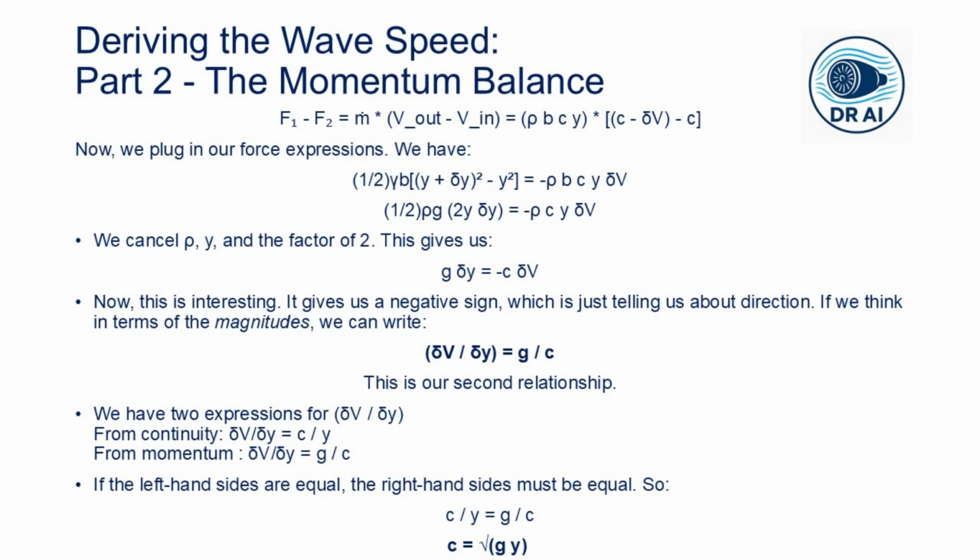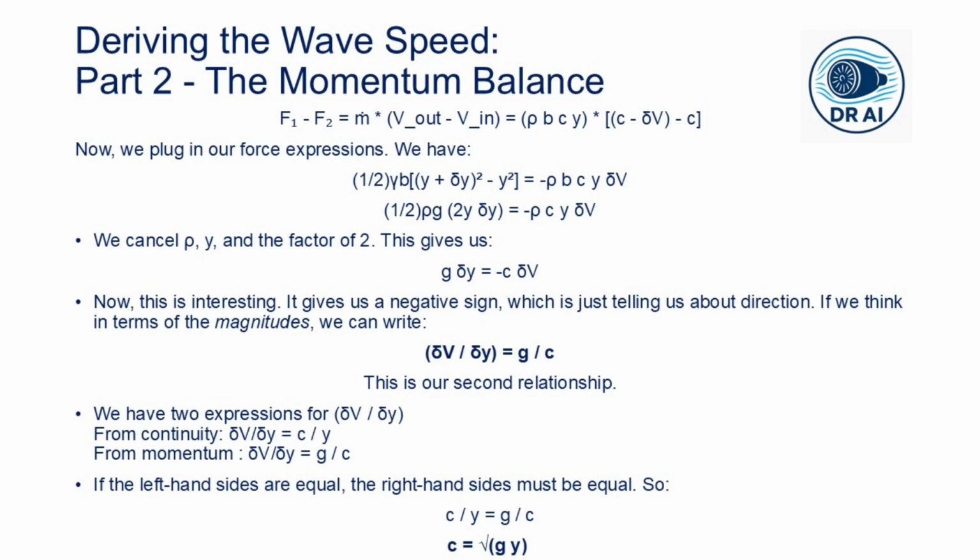On the left hand side, the depth is just y, so the force F2 pushing to the right is half multiplied by gamma multiplied by y square multiplied by b. Now, the net force in the direction of the flow, which we will define as to the left, is F1 minus F2. This net force must equal the rate of change of momentum.